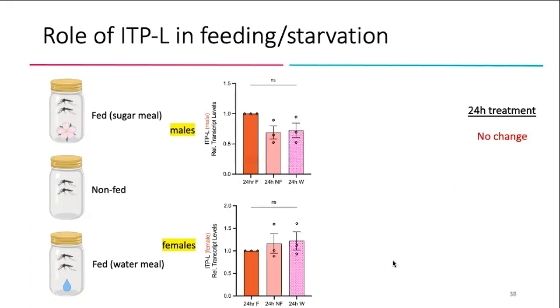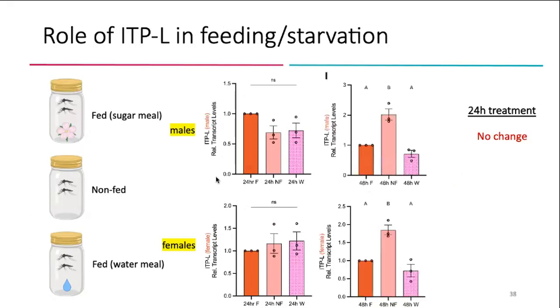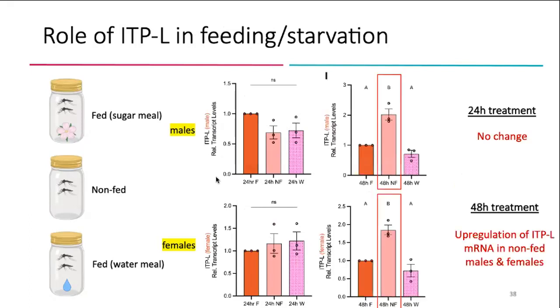Similar results were seen with ITP-L, where no differences were seen in the 24-hour treatment. However, after 48 hours, we do see this upregulation of ITP-L mRNA levels in these starved non-fed male and female mosquitoes. An enrichment of ITP and ITP-L transcript levels in this 48-hour non-fed condition could potentially suggest an antidiuretic role, since ITP and ITP-L could play a role in preventing desiccation in the adult mosquitoes.